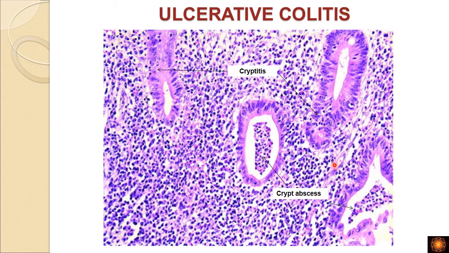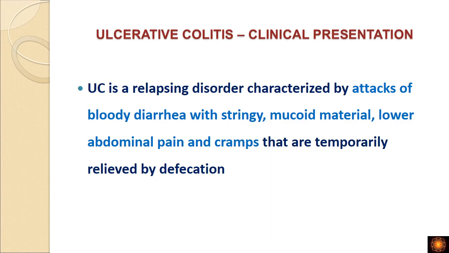Now this is a micrograph. So you are seeing this is a crypt, and in that you have the collection of neutrophils, what we call a crypt abscess. And here we see the infiltration of neutrophils into the epithelial cells, what we call cryptitis. That was about the microscopy.